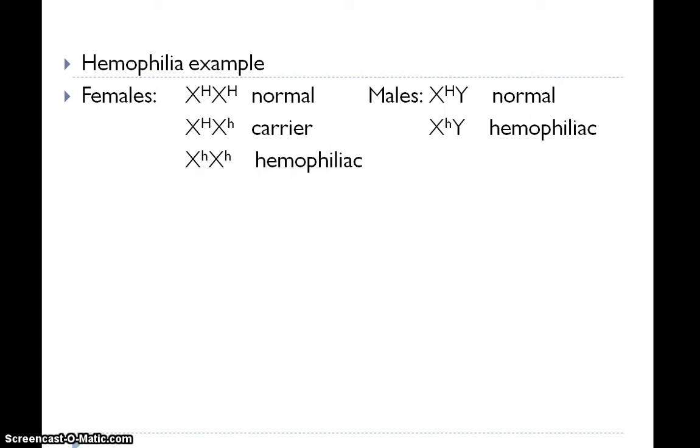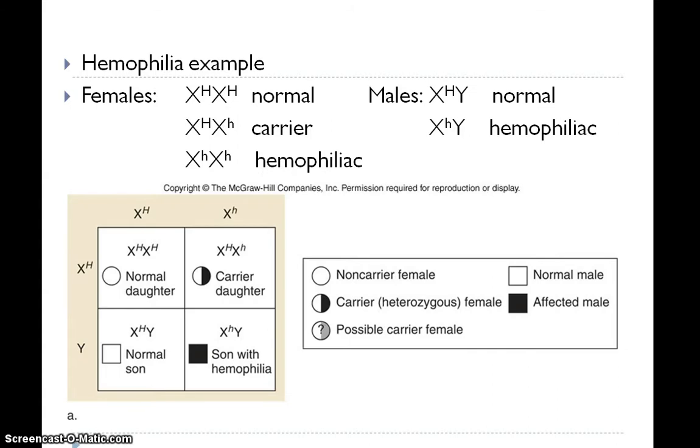Make sure you take a look, pause the video if you need to, and make sure you understand all of those genotypes. Here's a cross for hemophilia. Notice we have a carrier female and a normal male. Take a look at the offspring possibilities.